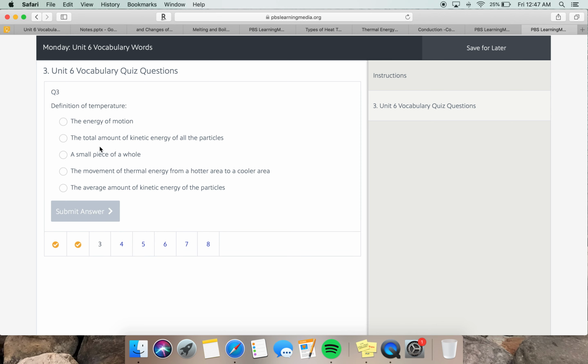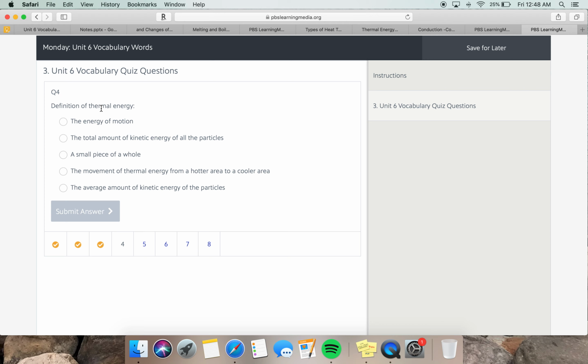Next question. Temperature. Remember, temperature measures how fast the particles are moving on average. It measures the average, not the total, but the average amount of kinetic energy of the particles. So on average, if the air particles are moving slower, then that means that the temperature will be low. But on average, if the particles are moving faster, then the temperature will be higher.